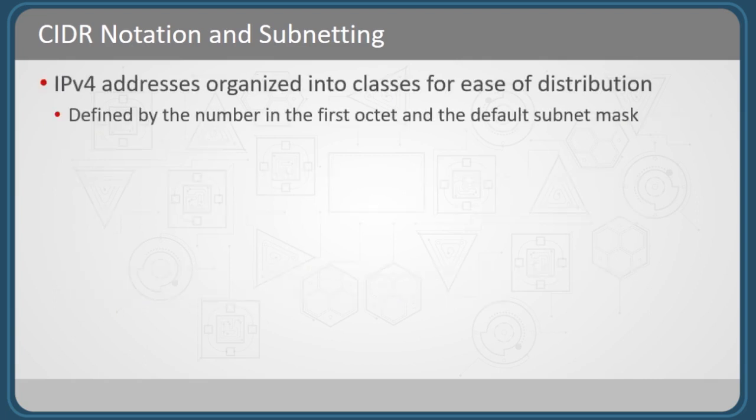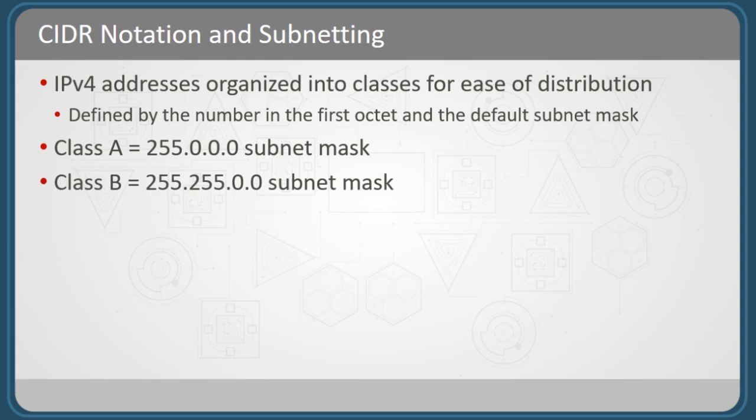So IP version 4 addresses are organized into classes for ease of distribution, and they're defined by the number in the first octet of the address and by the default subnet mask. So again, this will all become clear once we actually get into subnetting, but class A networks have a default subnet mask of 255.0.0.0. That means that 8 bits, the first octet, are used to identify the network. The remaining 24, 0.0.0, are used to identify any given host on that network. Class B's, the one we just saw, divide right down the middle. 16 bits to identify the network, 16 bits to identify the host on that network.